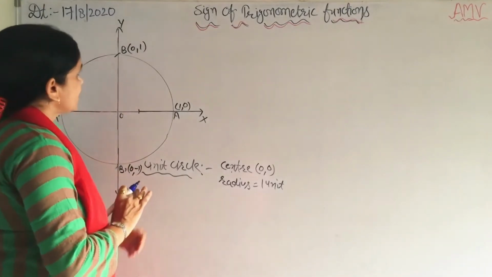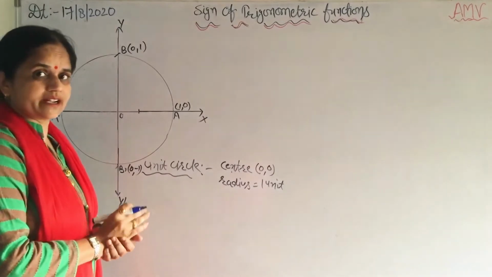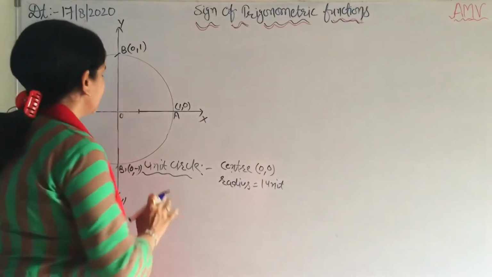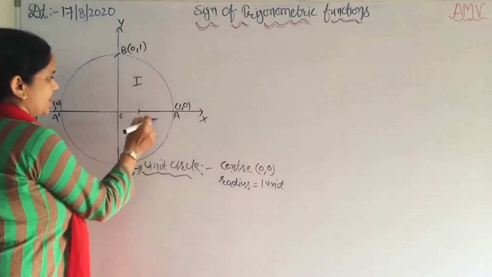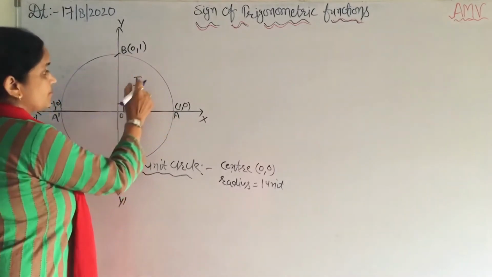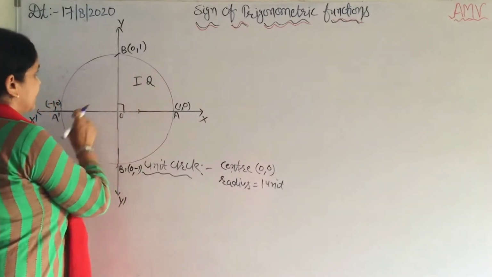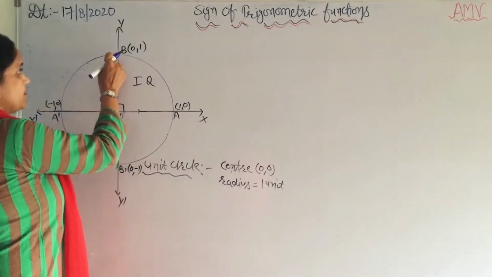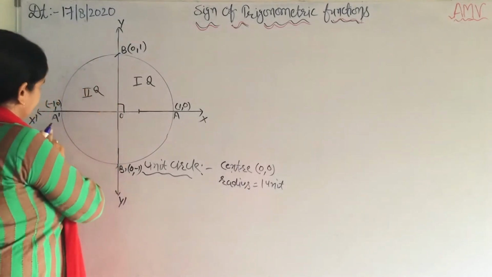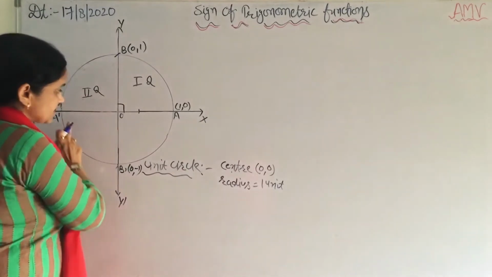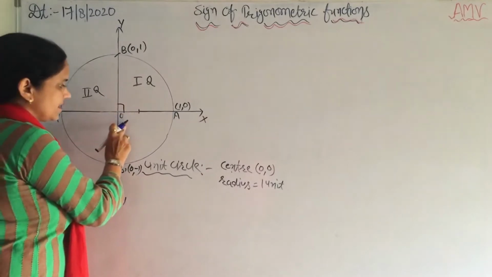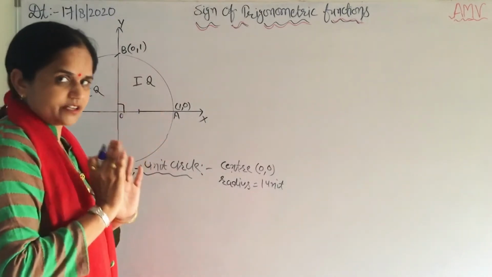And now we are going to find the sign of trigonometric functions. For that, first we take the quadrants. Here, the angle from 0 to pi by 2 is the first quadrant. This quadrant, from angle pi by 2 to pi, is the second quadrant. And from pi to 3 pi by 2 is the next. Each is 90 degrees, so the total angle is 360 degrees.